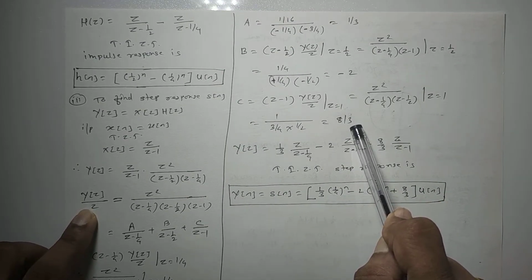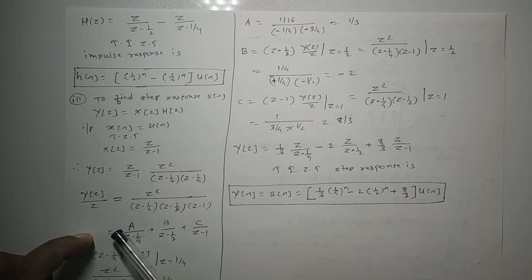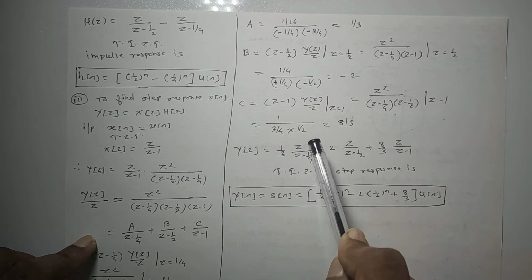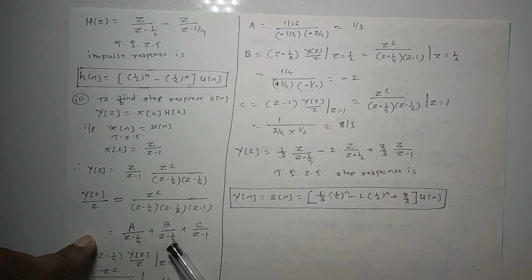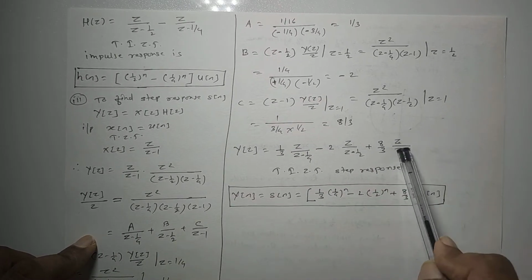And then we put this into the equation. This z we multiply on the side, and here we write a, b, c. What is the value of a? a is 1 by 3 z upon z minus half, b is -2 into z upon z minus half, c is 8 by 3 into z upon z minus 1.